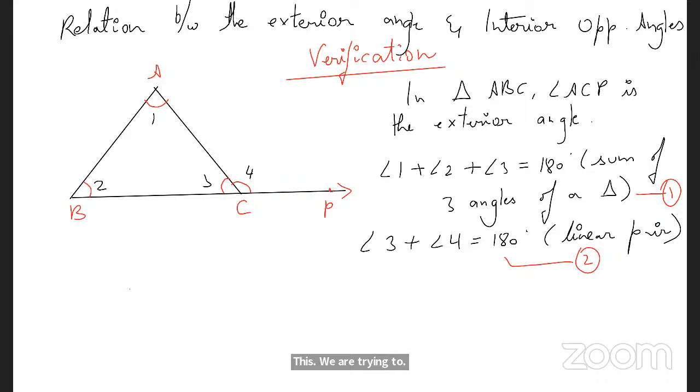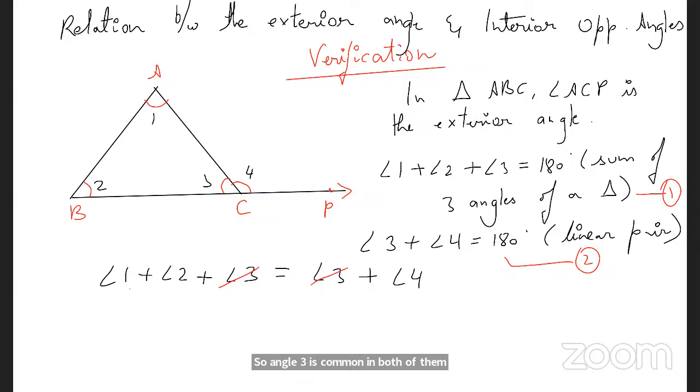Now, we have equations 1 and 2, and we'll write them together. That is angle 1 plus angle 2 plus angle 3 equals angle 3 plus angle 4. So angle 3 is common in both of them. We can cancel it. So we will have angle 1 plus angle 2 equals angle 4.